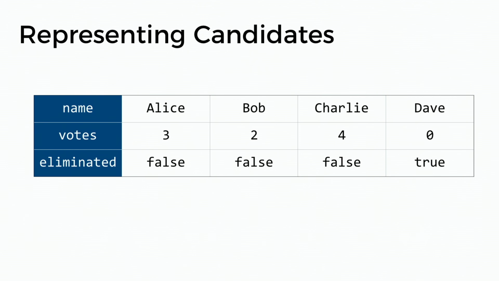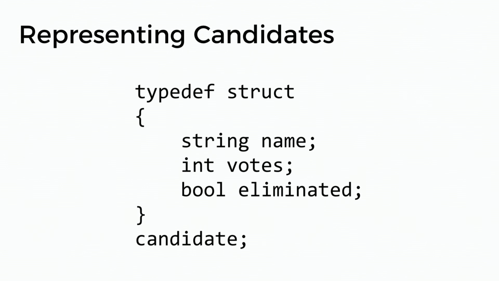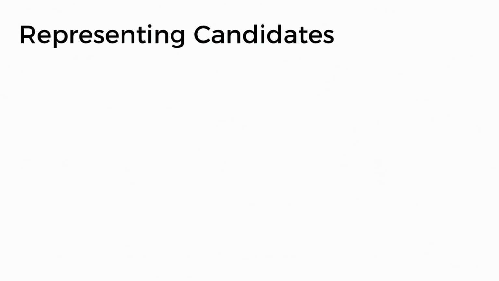You can represent each of these candidates using a struct that we'll give you, where this struct representing a candidate has 3 fields, a string field called name, an int field called votes, and a bool field called eliminated, representing whether or not that candidate has been eliminated from the election or not. We can store a sequence of these candidates inside an array of candidates where each individual element in that array is one of these candidate structs.